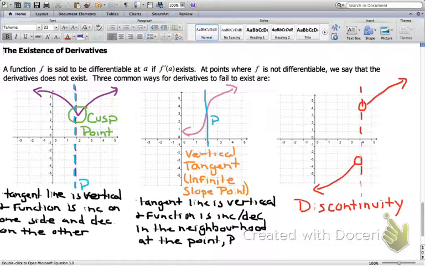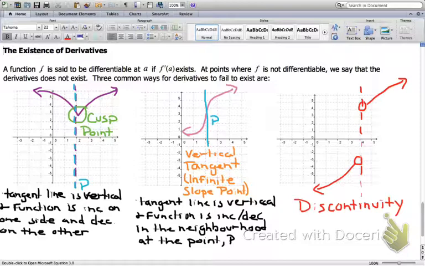Now to begin looking at the existence of derivatives. A function f is said to be differentiable at a if f prime at a exists. At points where f is not differentiable, we say that the derivative does not exist. Three common ways for derivatives to fail to exist: our first way is our cusp point. This is where our tangent line is vertical and the function is increasing on one side and decreasing on the other. You notice it comes to this point and then it starts to increase. So it's decreasing and then increasing.